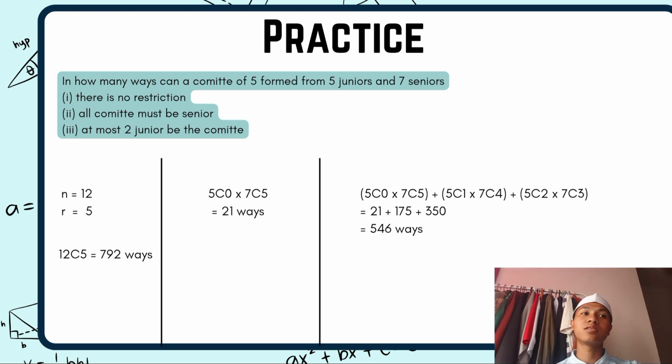And case 3, at most 2 juniors on the committee. This includes scenarios with 0, 1 or 2 juniors. So we calculate 5C0 times 7C5 plus 5C1 times 7C4 plus 5C2 times 7C3. So we got the answer 546 ways.